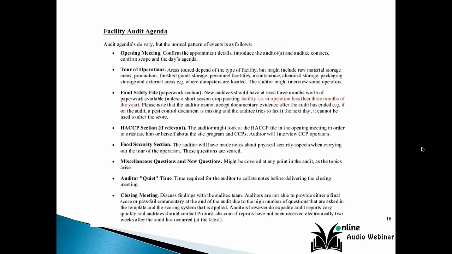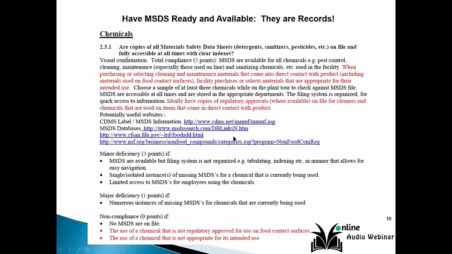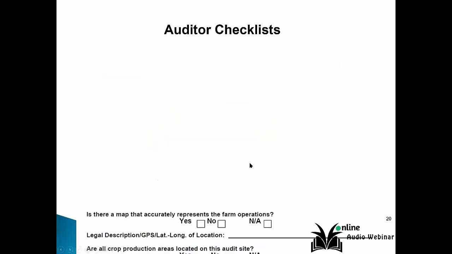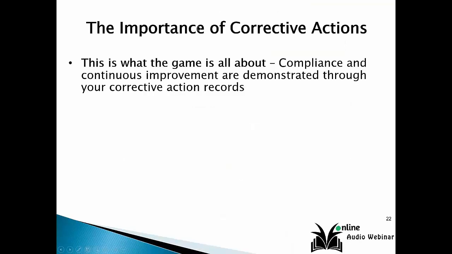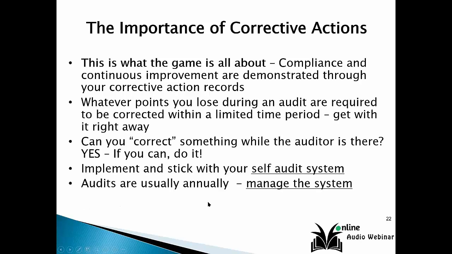This is the beginning of an actual audit. Type of records that you have to have: MSDS records for chemicals. Auditor checklist. There's some questions that the auditor is going to go through. Corrective actions. Compliance and continuous improvement are demonstrated through your corrective action records. Audits are usually annual. Manage the system.